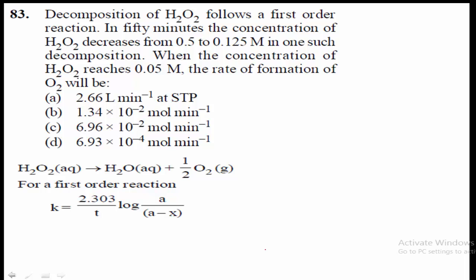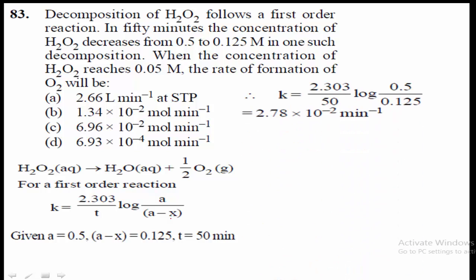For a first order reaction, K, that is rate constant, is equal to 2.303 upon T log A divided by A minus X. A means the initial concentration and A minus X represents the final concentration. Therefore, given things are A is equal to 0.5 and A minus X, that is final concentration, is 0.125, that is after time T which is equal to 15 minutes. Substituting the values, you will get 2.78 into 10 raised to minus 2 per minute.